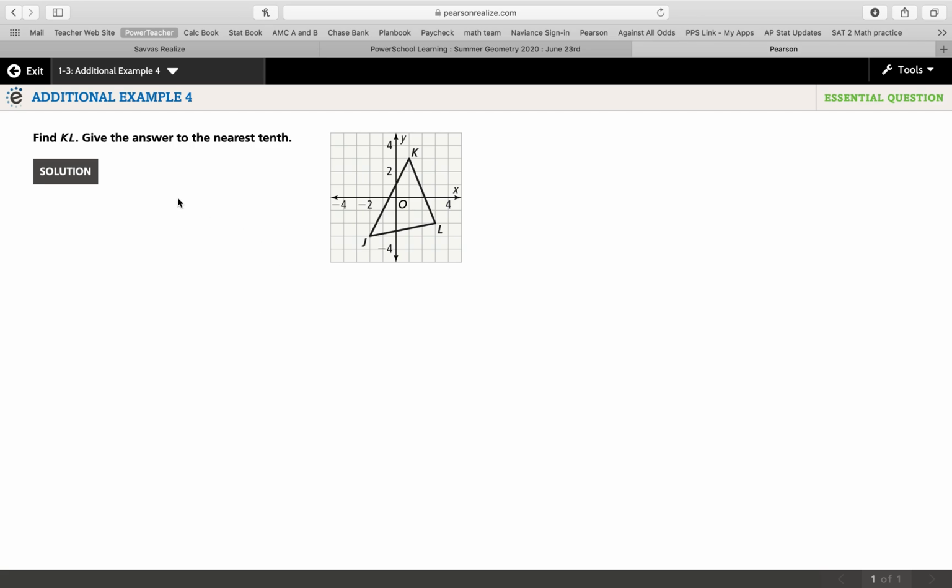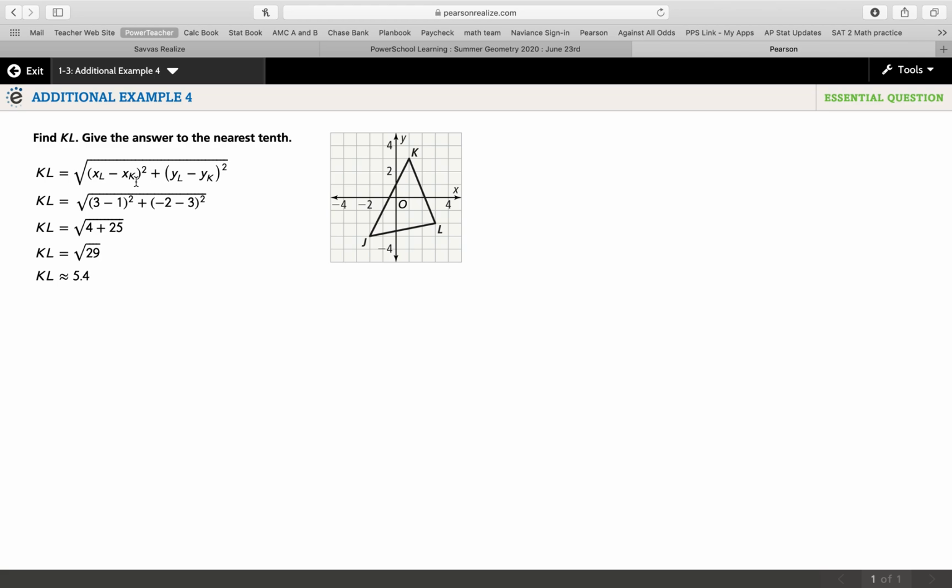And here is an example. It says find KL. So here's KL. This is triangle JKL, so I'm trying to find KL. Here it says give the answer to the nearest tenth. I usually wouldn't have you round this. I would have you give me an exact value, like in a radical. But that's okay. We'll listen to the book.